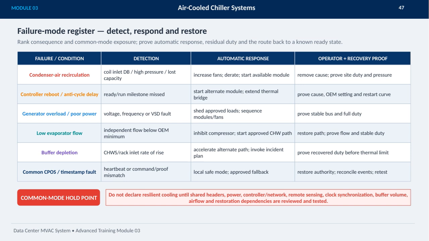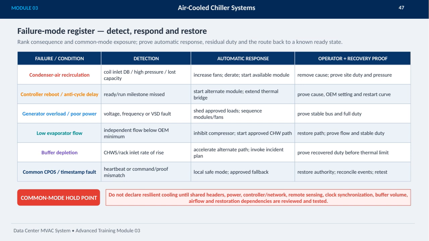residual duty is maintained. For example, if there's condenser-air recirculation causing high pressure or loss of capacity, the system increases fan speed, derates the unit, or starts an available module to compensate. Operators then remove the cause and verify that the site duty and pressure are back to normal. Similarly, issues like controller reboots, voltage faults, or low evaporator flow have predefined automatic responses such as starting alternate modules or inhibiting compressors while approved recovery steps are proven.